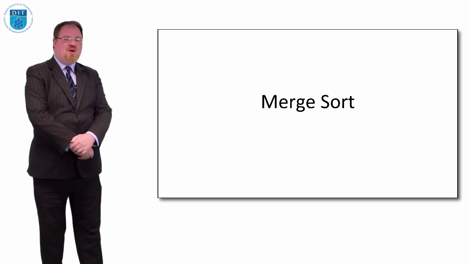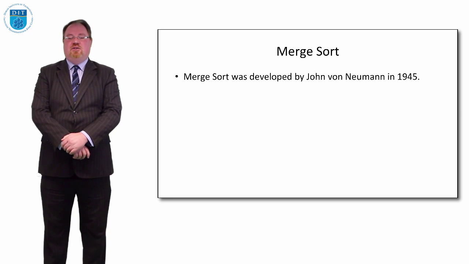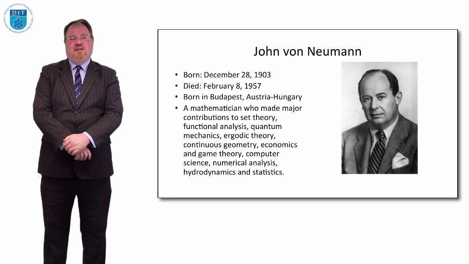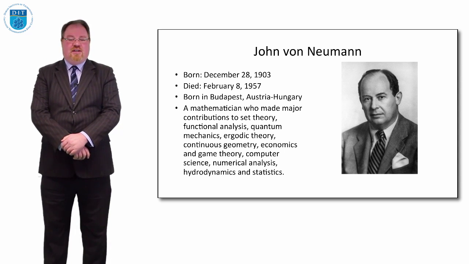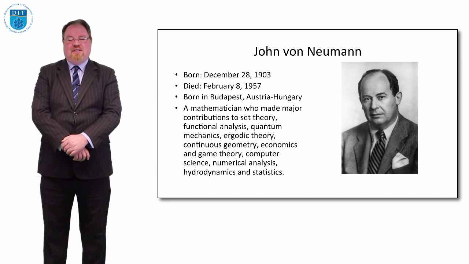In this episode we're going to look at merge sort. Now merge sort was developed by John von Neumann in 1945. John von Neumann, born in 1903 and died in 1957, is very important in computer science. He was an extremely important mathematician and a very important computer scientist.